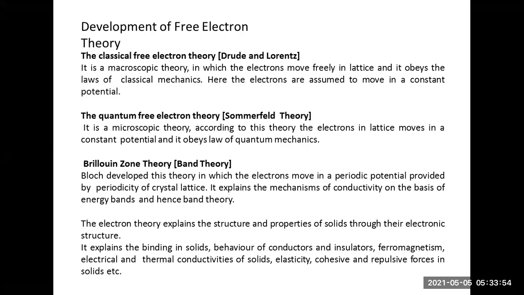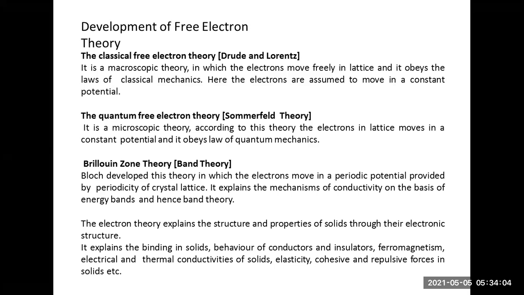Yeah, we just started with the band theory of solids in the last class. In the last class, we discussed what free electron theory actually is. The free electron theory is also known as classical free electron theory, which was proposed by Drude and Lorentz. It is a macroscopic theory in which they consider that the electrons are moving very freely in the given lattice points, obeying classical mechanics.